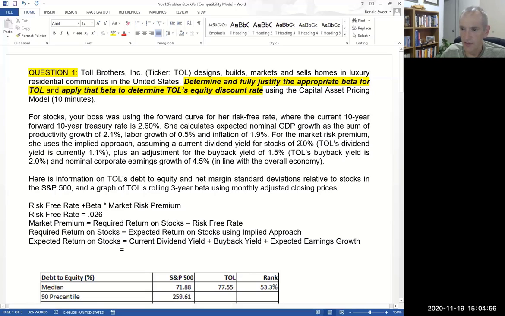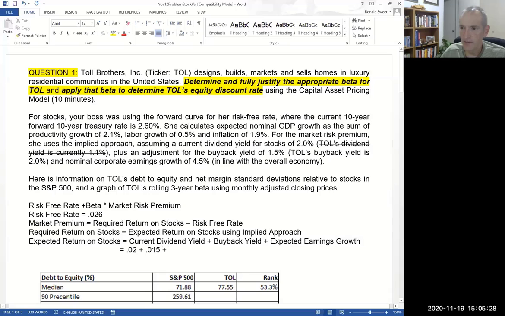So the dividend yield for stocks is 2%. Now she said Toll's dividend yield is 1.1, but that has absolutely nothing to do with the expected return on stocks. We're not talking about the expected return on Toll, we're talking about the expected return on the stock market. So we don't care about this number at all. It's completely superfluous. Adjusted buyback, she's going to add that in, so 1.5%.